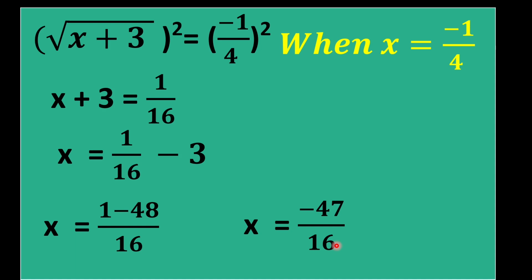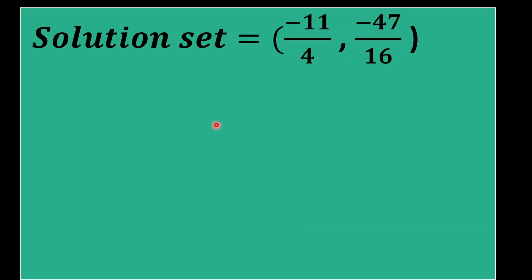This is the second value of x. So now we have the solution of the original question: we have two values for x. One is minus 11 divided by 4, and the second is minus 47 divided by 16. But before taking the final decision, let's verify these two values one by one.